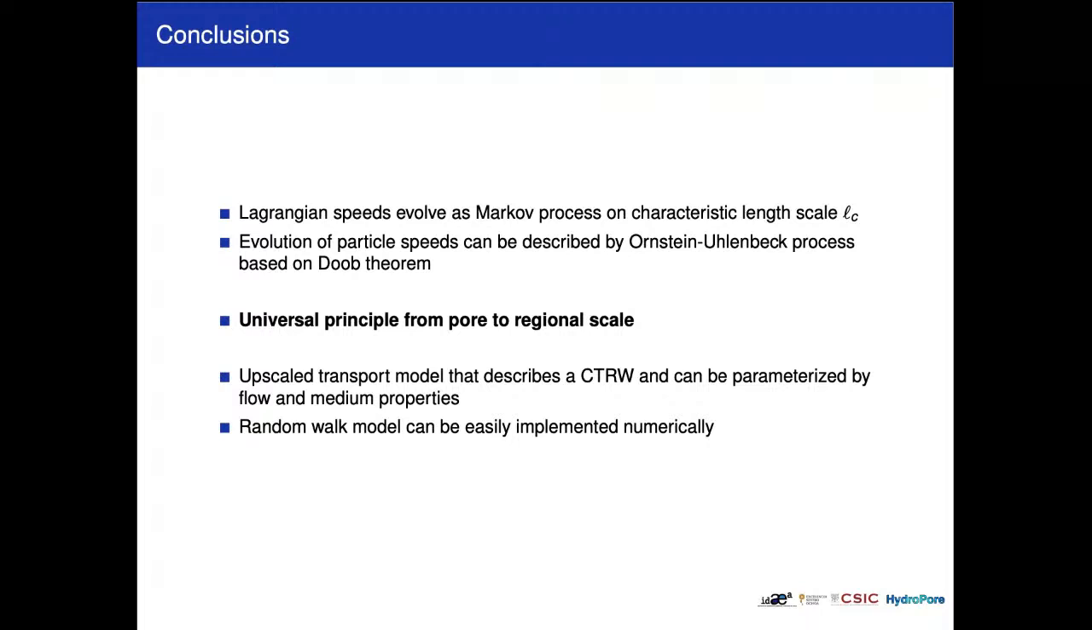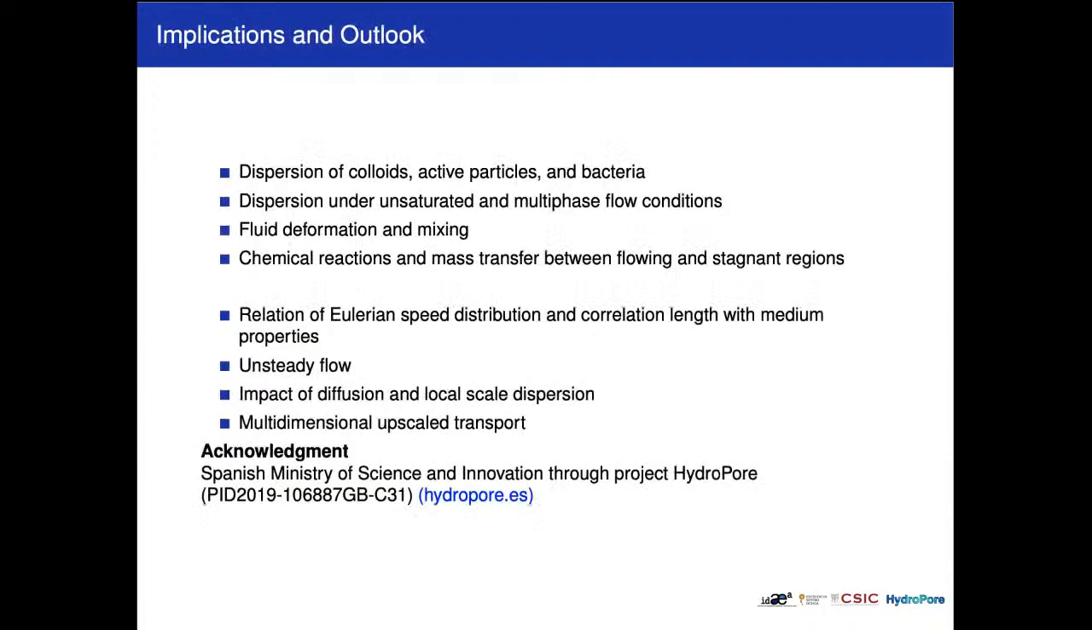There are still some open questions, but it is possible to use, let's say, non-transport attributes in order to parameterize the model. This is very important. And we can write down the random walk model. It can be implemented numerically relatively easily. So one can have, let's say, a transport simulator, a large-scale transport simulator that is relatively simple. And some implications in Outlook.